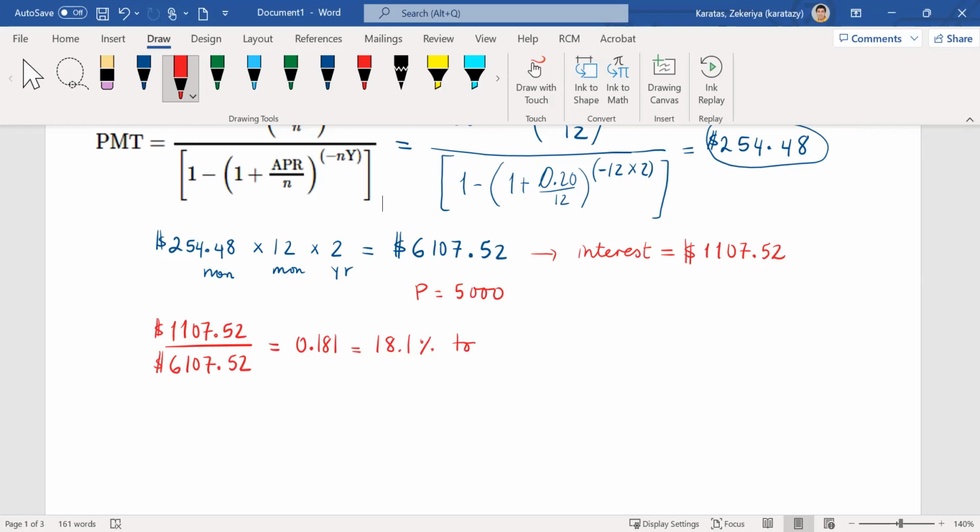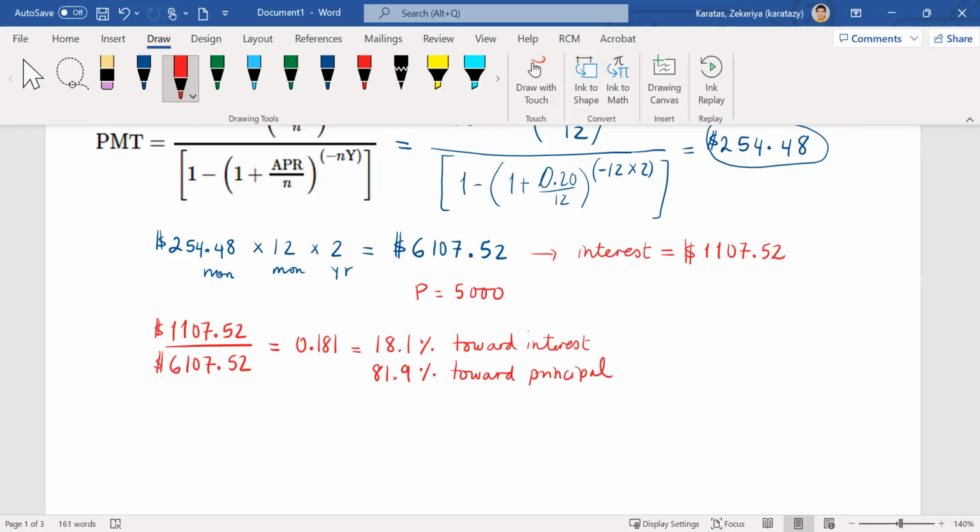So this is toward interest. And the remaining portion, like the whole is 100%, the remaining portion, which is 81.9%, right? This is toward the actual principal. So at the end of it, you can just do this analysis, and you can see how much you really paid, what percentage you paid toward interest, and what percentage you paid toward the principal.